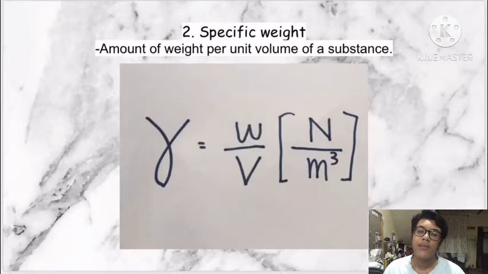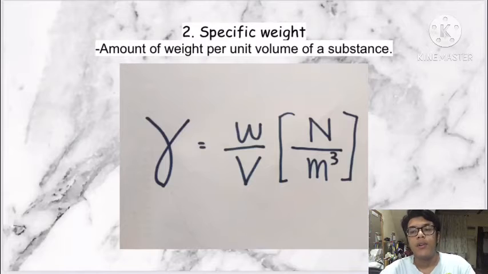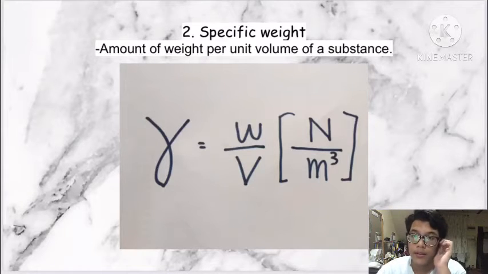The next part is about the specific weight. The definition of the specific weight is the amount of weight per unit volume of a substance. Regarding the formula, specific weight equals weight over volume, and the unit is Newton over meter cube.